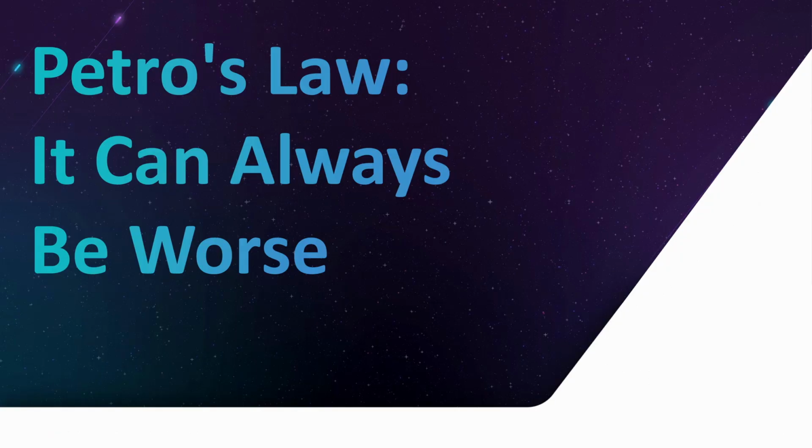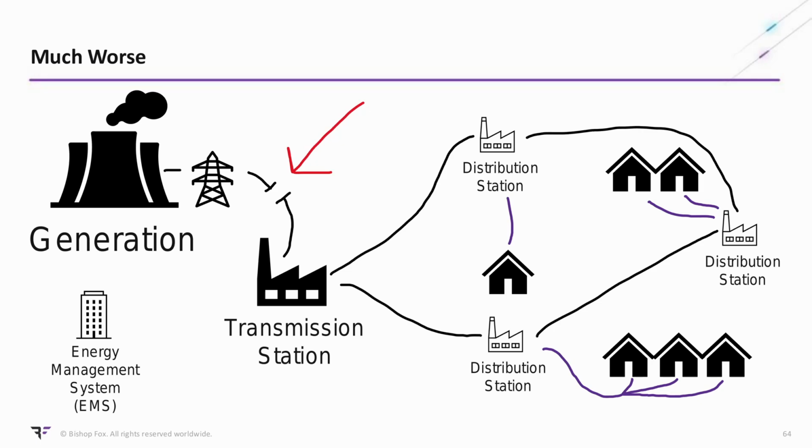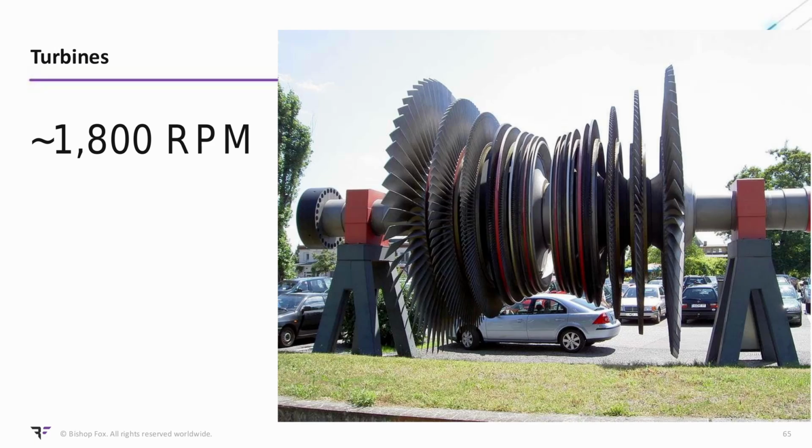So how much worse? Imagine for a moment taking the link from the transmission station and the generating station and just abruptly severing it, right? You just open the relay such that it's not connected anymore. What effect would that have on the system? What would that do to the equipment? Here I've pictured an actual turbine. This one is from Germany, if I remember correctly. But this is a turbine that you might see in a typical nuclear generating station.